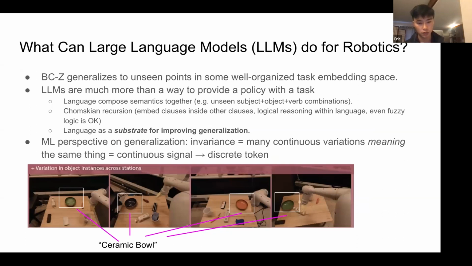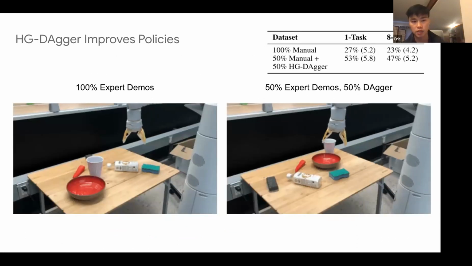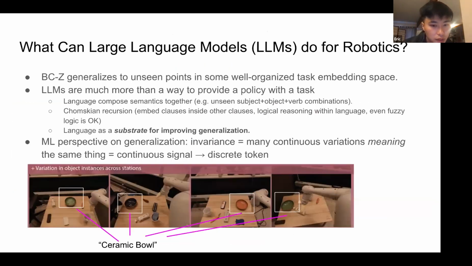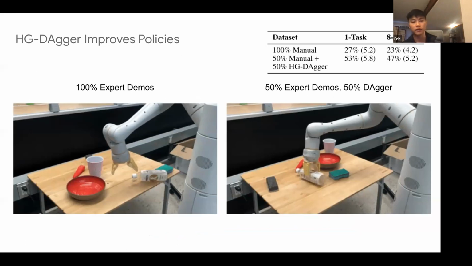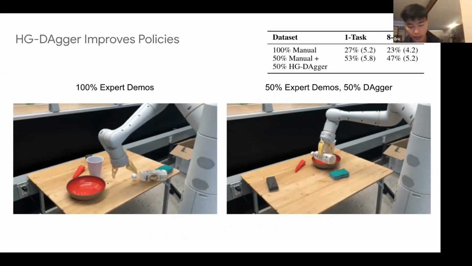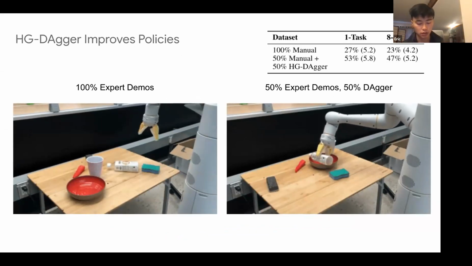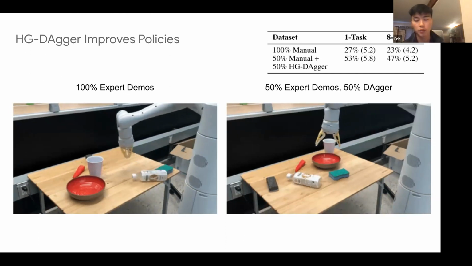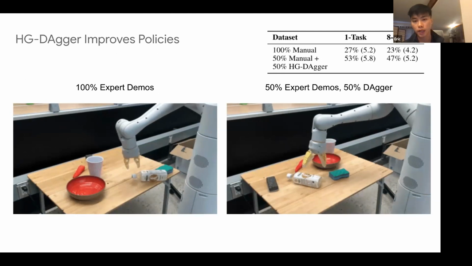And so in machine learning, we often talk about invariance, which is just two different continuous signals meaning the same thing. So all of these are ceramic bowls in our data set, and they should mean the same thing. But think about what language can provide on top of that. It's this ability to stitch together meaning in arbitrarily nested ways.